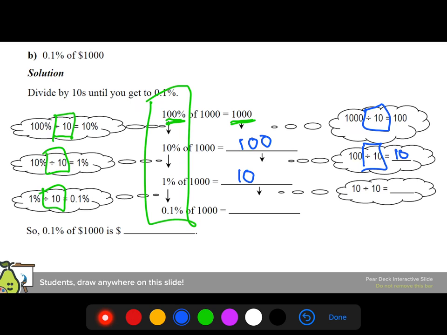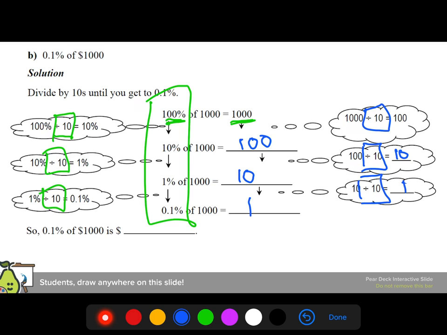So we're working our way down. Then we can take the next one. Well, what's 10 divided by 10? Well, that's 1. We've divided by 10 again here. So that means that 0.1% of 1,000 is 1. So you can divide your percents by 10. You can also divide your answers by 10. They go down in pairs. So that is another approach that you can take to calculate the percent of something.